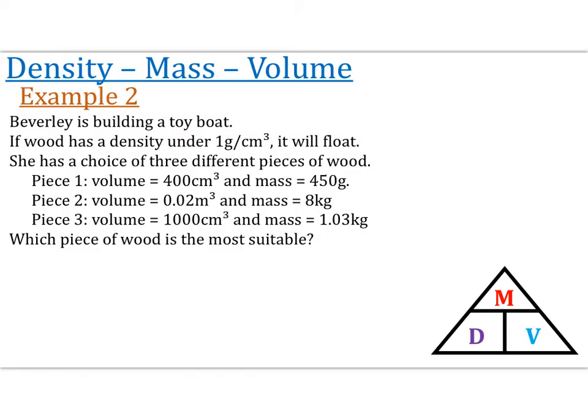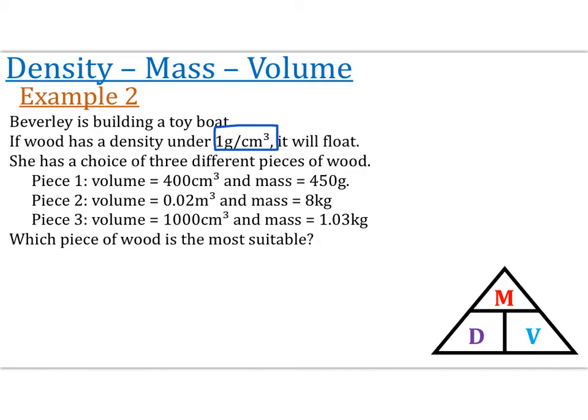Beverly is building a toy boat. If wood has a density under 1 gram per centimeter cubed, it will float. She has a choice of 3 different pieces of wood, piece 1, 2, and 3. Which piece of wood is the most suitable? Essentially, we have to calculate the density of each of these pieces and compare them to 1 gram per centimeter cubed. They've got grams and centimeters cubed. That's great. This one is not so great. We've got kilograms and meters cubed, and then again kilograms and centimeters cubed. So we can do this. We'll have a go at it and see what happens.